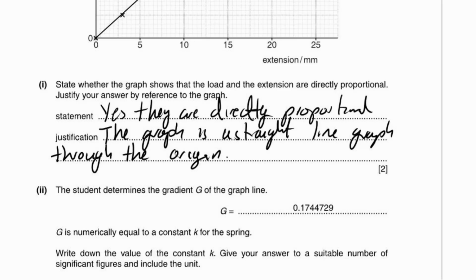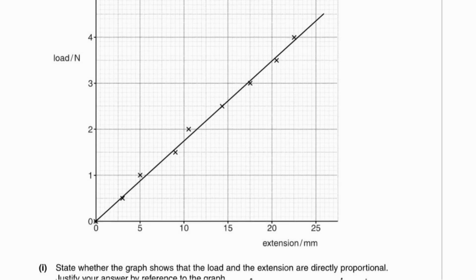Next, 2. The student determines the gradient, G, of the graph line. There we go, and this wonderful number has way too many significant figures. G is numerically equal to a constant K for the spring. Write down the value of the constant K, give your answer to a suitable number of significant figures, and include the unit. Alright, let's go up and look at this graph.